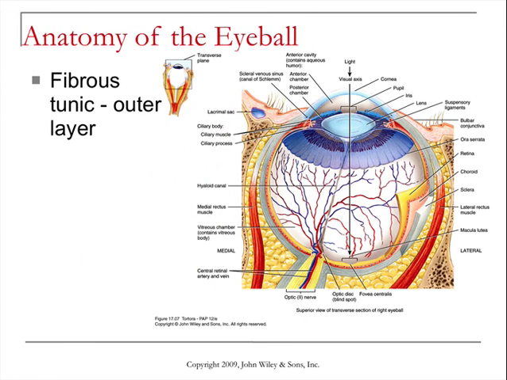The fibrous tunic is the outer layer, and it consists of two parts: the sclera, which is the white of the eye, and the sclera does these things. It gives shape to the eyeball, makes it more rigid, protects its inner parts, and serves as a site of attachment for the extrinsic eye muscles, the muscles that move the eye.